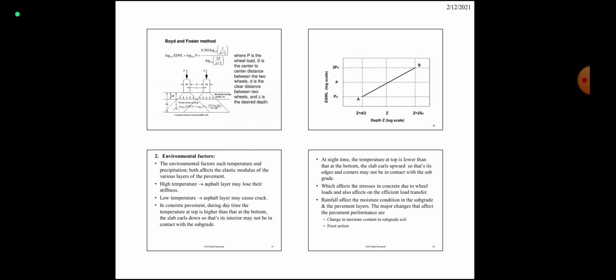Environmental factors. The environmental factors such as temperature and precipitation both affect the elastic modulus of the various layers of the pavement. At high temperature, the asphalt layer may lose its stiffness. At low temperature, the asphalt layer may crack.